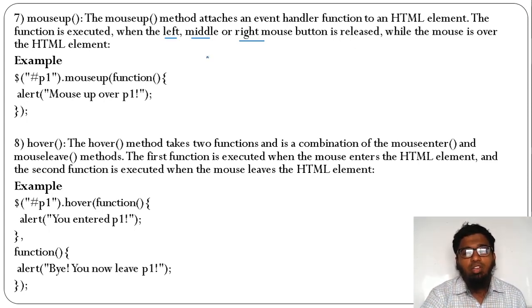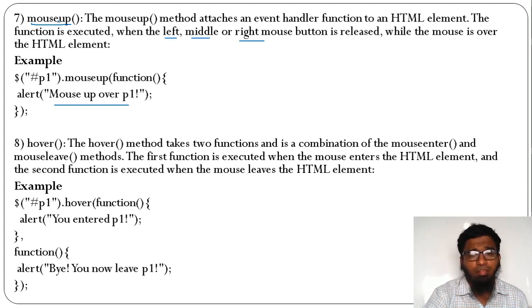So here it will show you mouse up for P1. That means the sixth one is when you press any button, left, middle or right, then it will display. Mouse up function will perform when we release the left, middle and right mouse button.